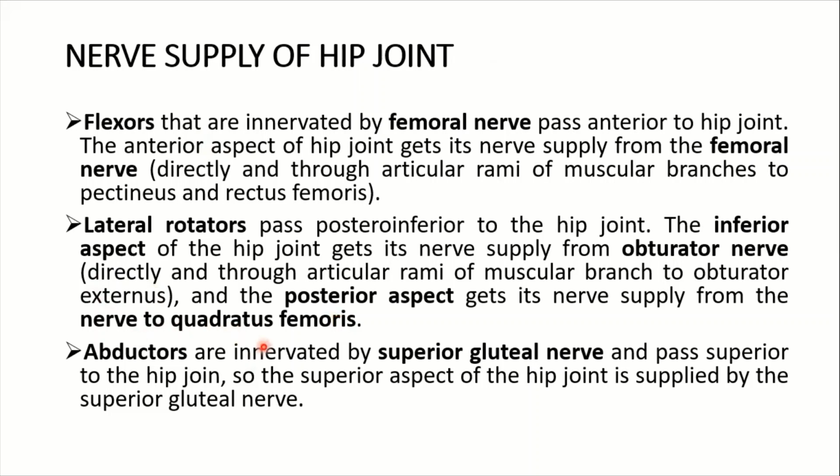Abductors are innervated by the superior gluteal nerve and pass superior to the hip joint. So the superior aspect of the hip joint is supplied by the superior gluteal nerve. That is why I discussed the muscles with you and the relations of the hip joint in detail with the picture, so you could see these nerve supplies, how they are distributed to the various parts of the hip joint.